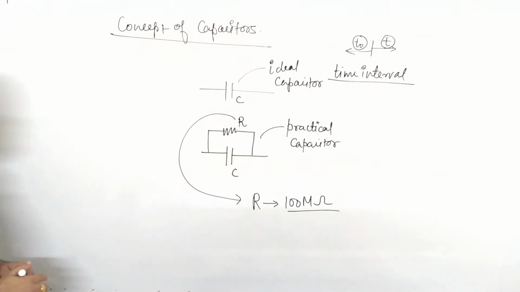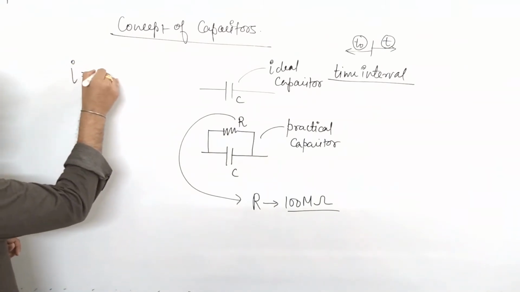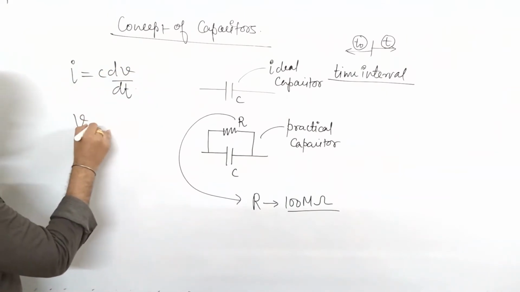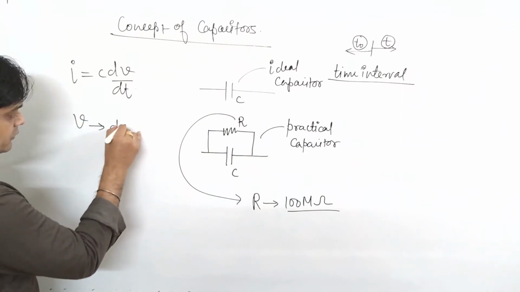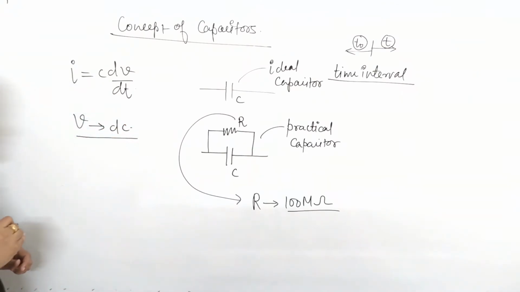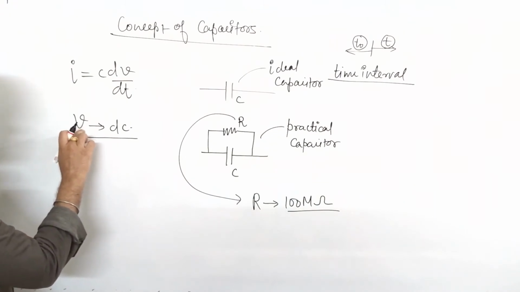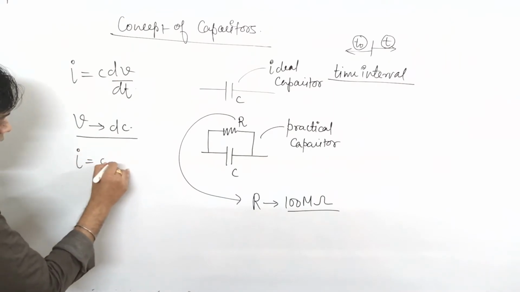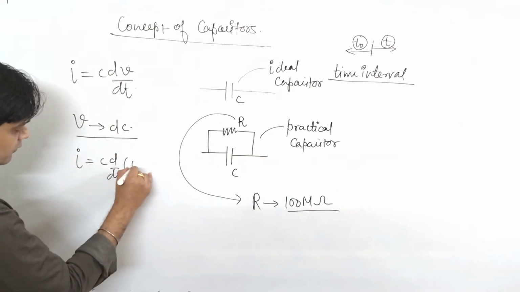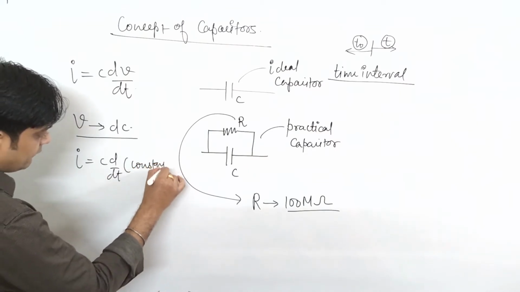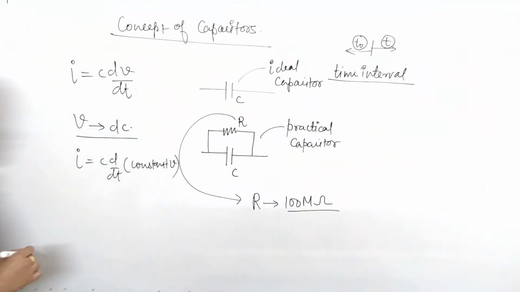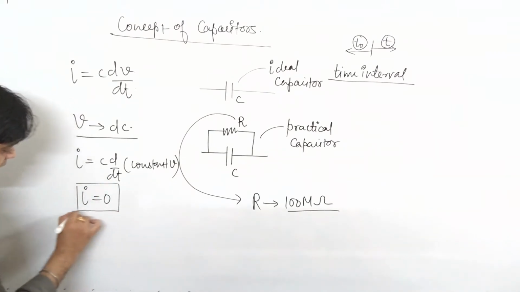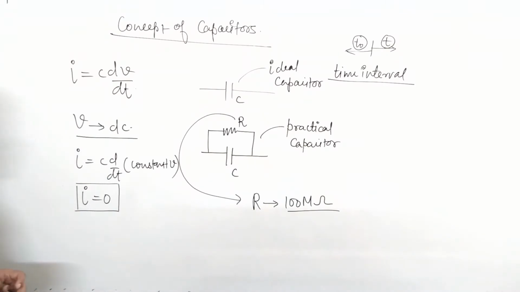So as I told you, I is equal to C dV by dt. When voltage V is applied, if this is a DC voltage, that means V is constant in nature. And if V is constant, the differential of a constant, d upon dt of a constant function, is zero. So the value of I comes to be 0. That means no current will flow.